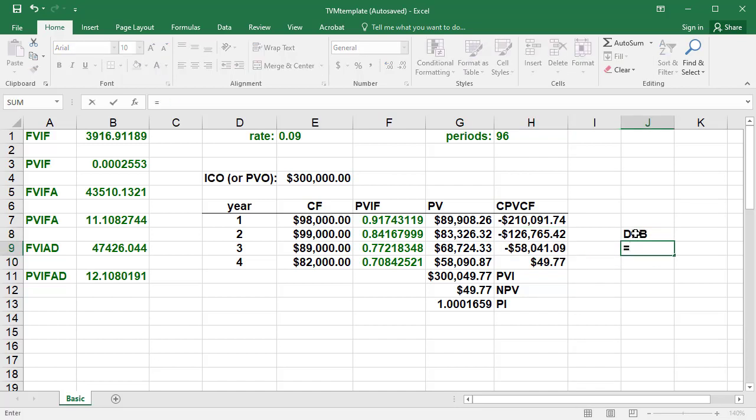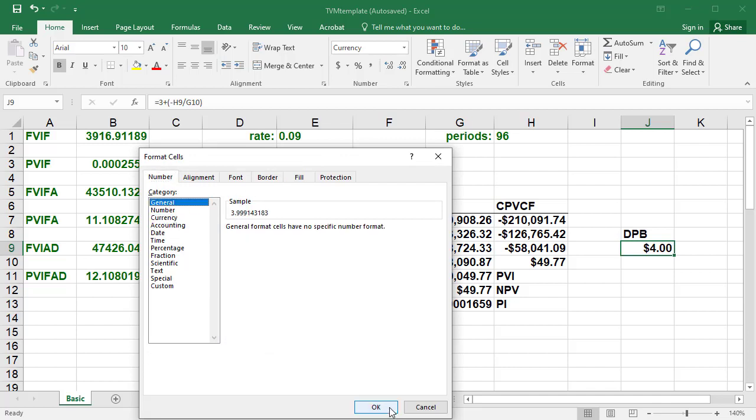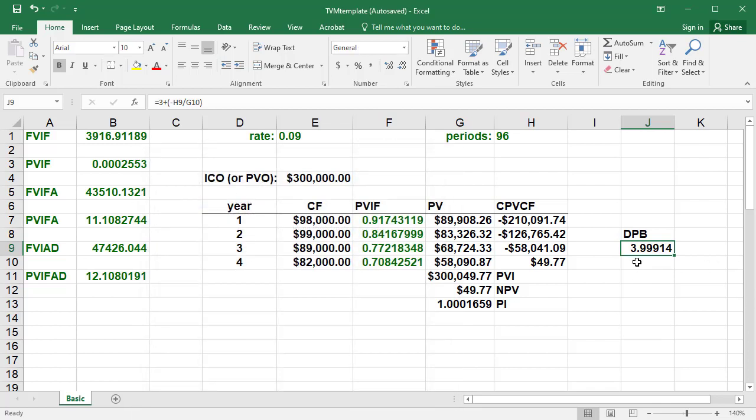A discounted payback is equal to the last year with the negative present value of cash flows, which is year 3. So 3 plus, and then there's a fraction. I want another $58,041.09 out of $58,090. So this needs to be a positive number, so I'll just put a negative sign in front of the cell and divide that by the $58,090.87. Close my parentheses, hit a return. That's not dollars. This should be just a general number, so I'll go up and reformat for general numbers. We find out that the discounted payback is almost to year 4, 3.999 years.